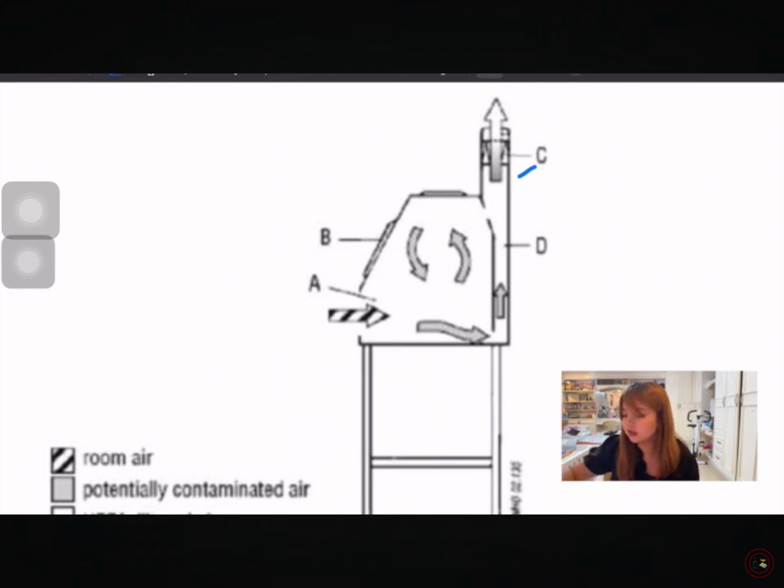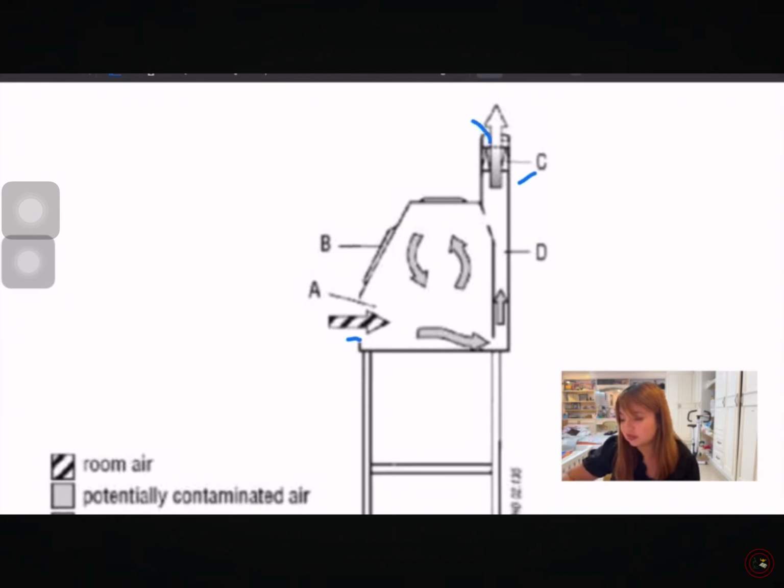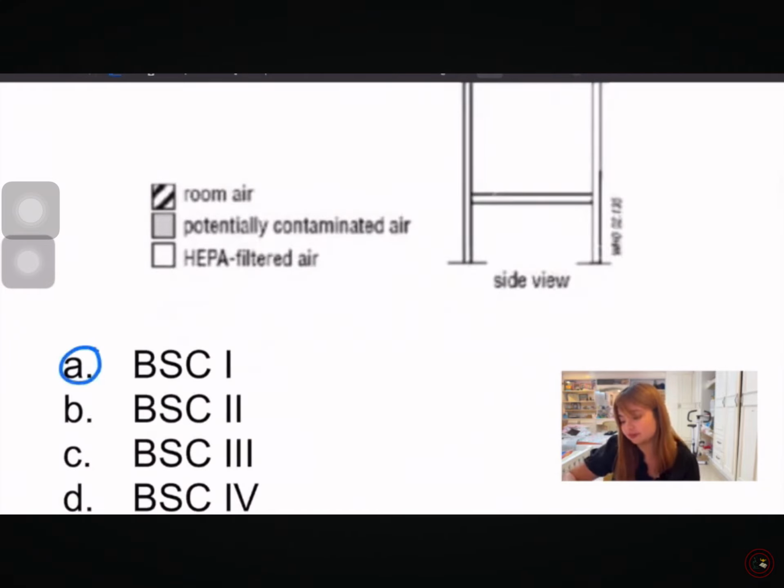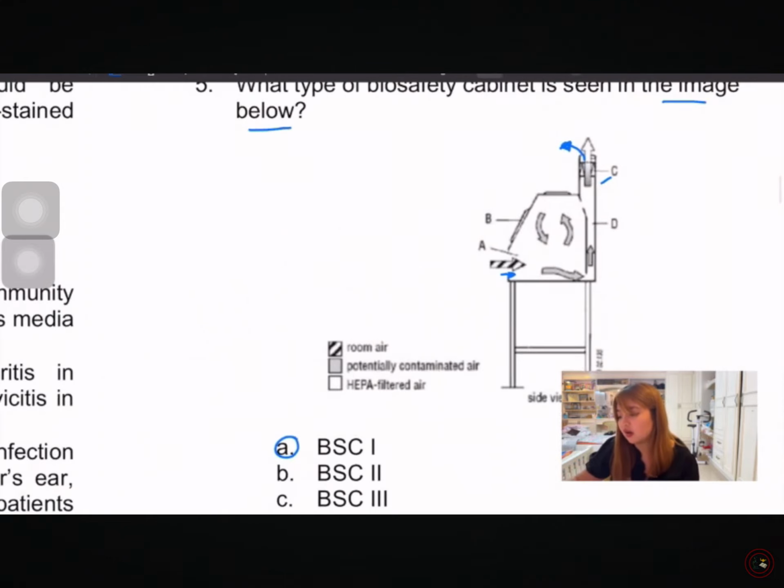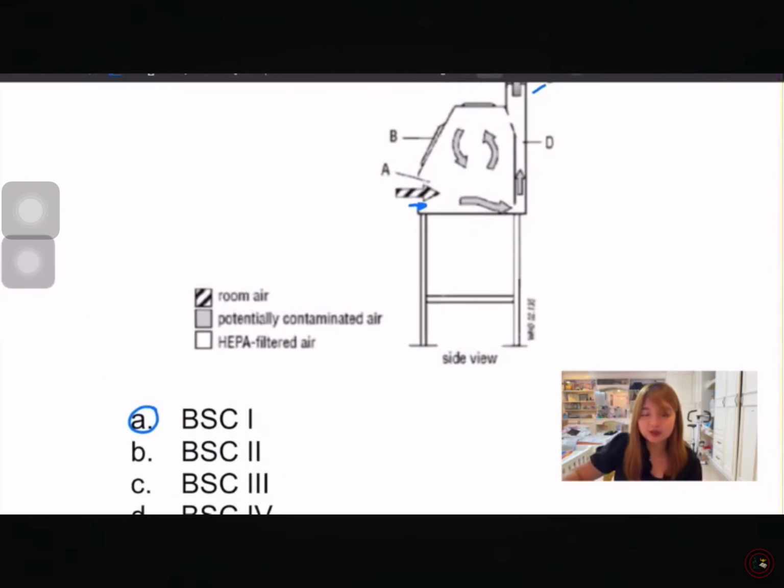Ganito siya halos. Nakikita naman natin dito na yung room air, siya yung tumatama sa specimen na nasa loob ng biosafety cabinet. Ay yung nafi-filter lang na air is yung lumalabas. So, yung na-protect lang is yung personnel. And yung mismong specimen, hindi siya na-protect. So, this is only associated with BSC1. I suggest if hindi nyo masyadong nai-imagine or nahihirapan kayong mag-analyze.